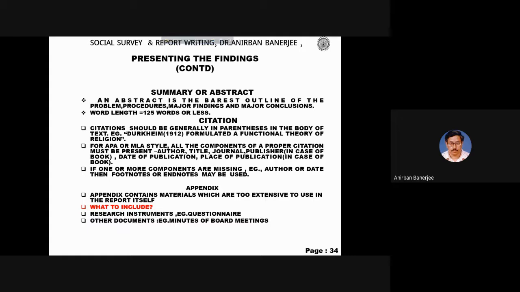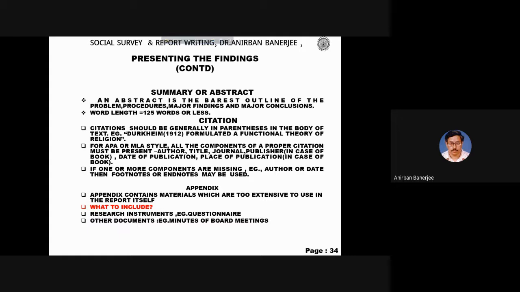Summary or abstract. Though it is given at the beginning of the study, it should actually be developed at the end of the study. An abstract is the barest outline of the problem, procedures, major findings, and major conclusions. Generally, it is 125 words or less. But nowadays, 500-word abstracts are also acceptable.